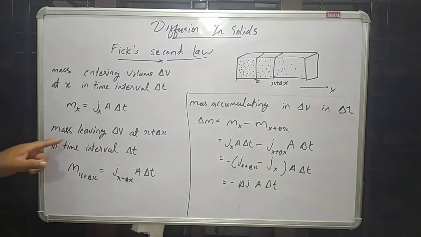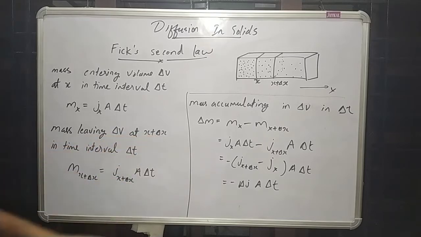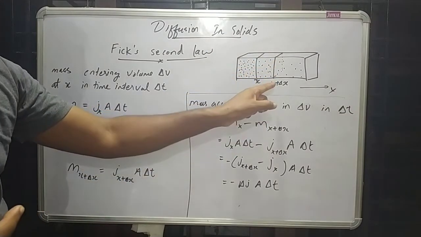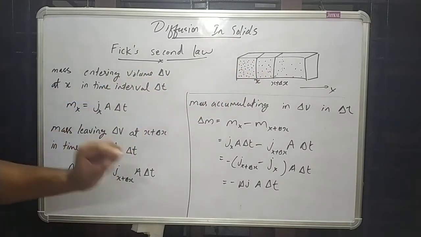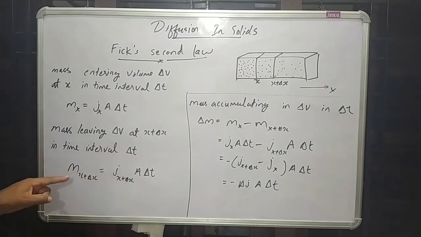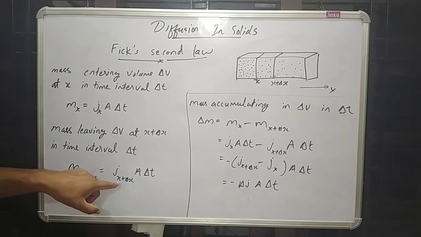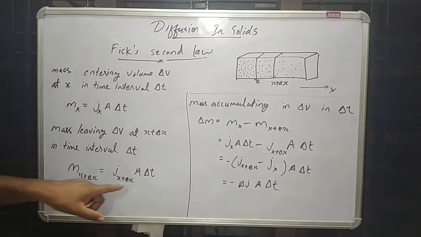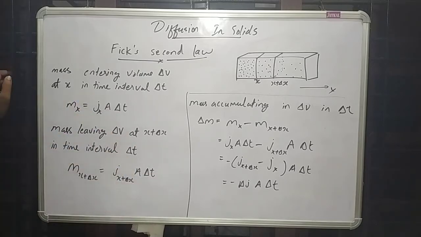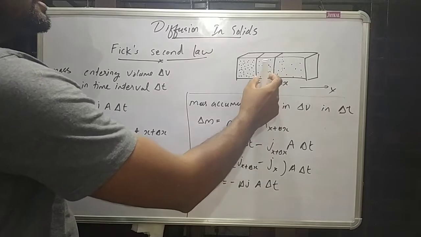Okay, so the mass leaving the small volume delta V at x plus delta x, in the time interval delta t, is M at x plus delta x, which is the mass flux J at x plus delta x, times the area of cross section, times delta t. Okay, so we need to find out the mass accumulating in this volume.